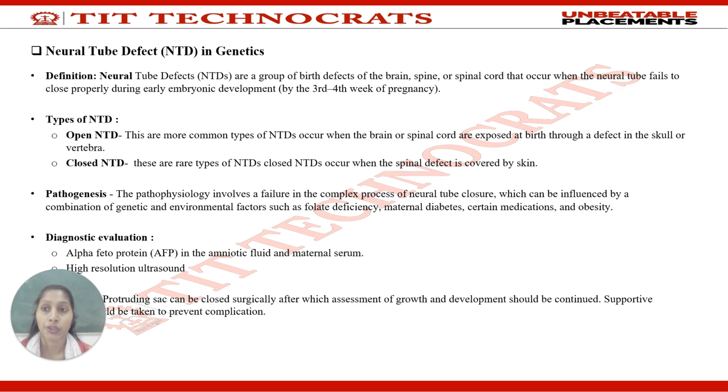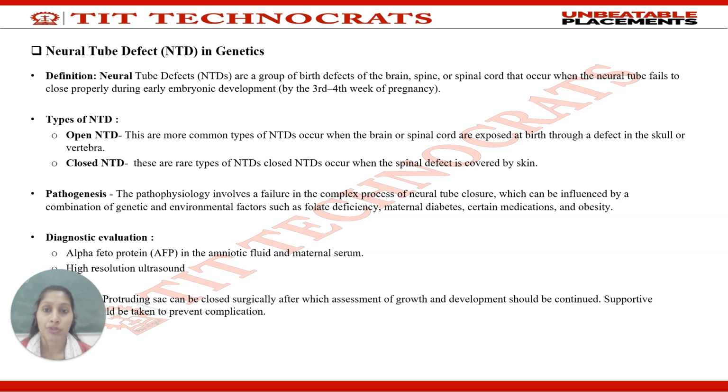Then the next topic is neural tube defect in genetics. Definition: neural tube defects are a group of birth defects of the brain, spine or spinal cord that occur when the neural tube fails to close properly during early embryonic development, by the third or fourth week of pregnancy. Types of NTD are open NTD and closed NTD.